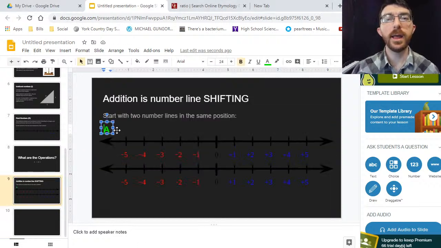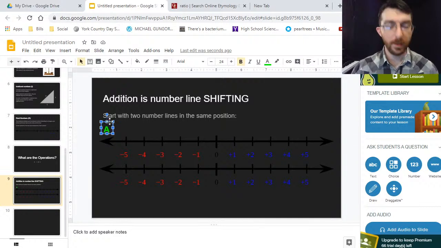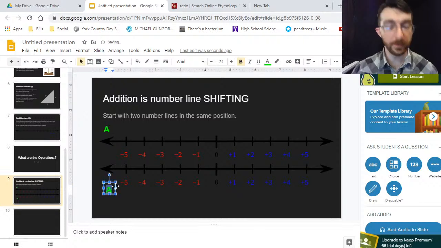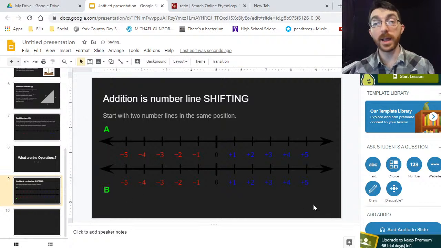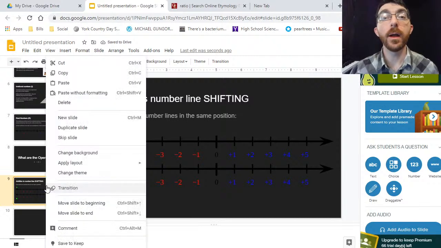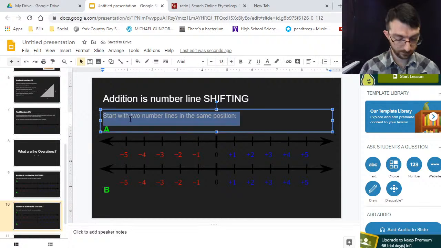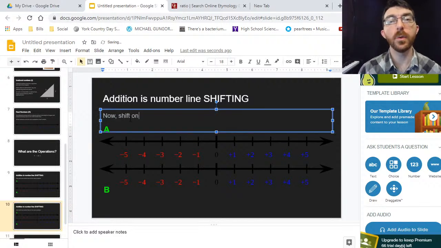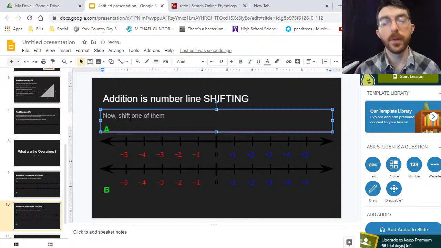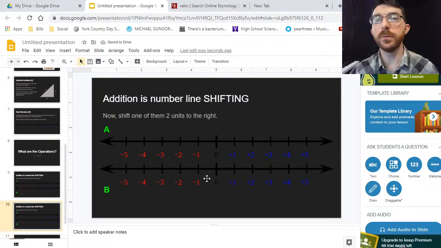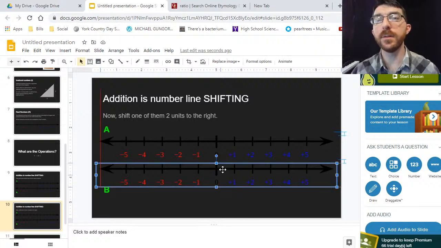Okay, so we got A. That one will be green. And I guess they'll just both be green. B. All right, so two numbers, two number lines, A and B. All right, now I have to duplicate this slide. Now shift one of them 2 units to the right. All right, now I just need to move B so that the 0 is underneath the 2.